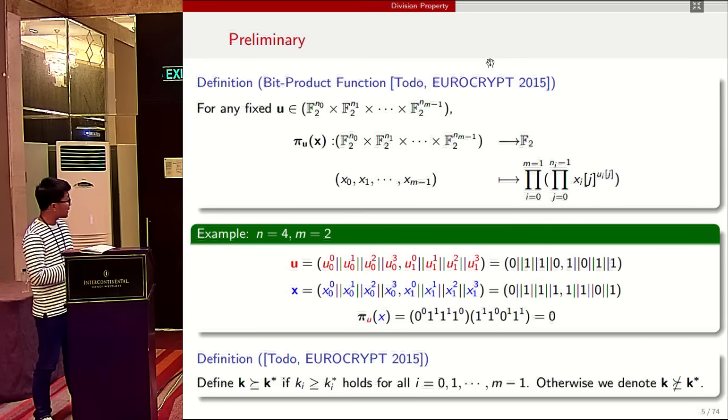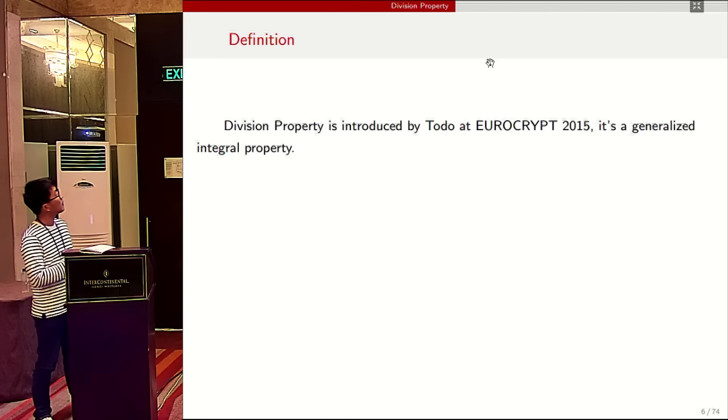Next, if k and k star are two vectors, if ki is greater than or equal to ki star, in this case, we will say k is greater than or equal to k star. Otherwise, we say k is not greater than or equal to k star. Now we review the definition of division property.